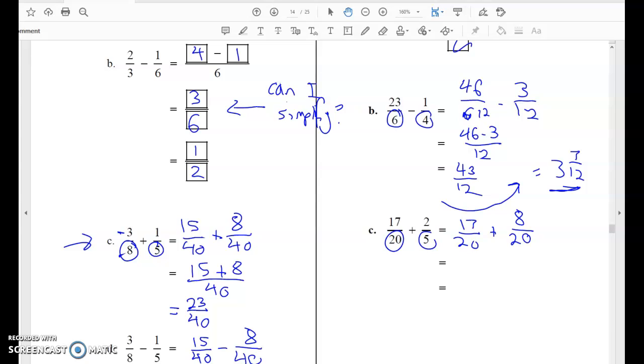So it'll be 8 out of 20. So we're always just changing stuff to equivalent fractions. So 8 out of 20 is the same thing as 2 over 5. Same value. Now the denominators are the same. We add them together. So we get 25 out of 20. Which I can simplify down. So before I put it into a mixed numeral, simplify it down, I can see 5 goes into both the top and the bottom. So that's the same thing as 5 over 4, which is 1 1/4.